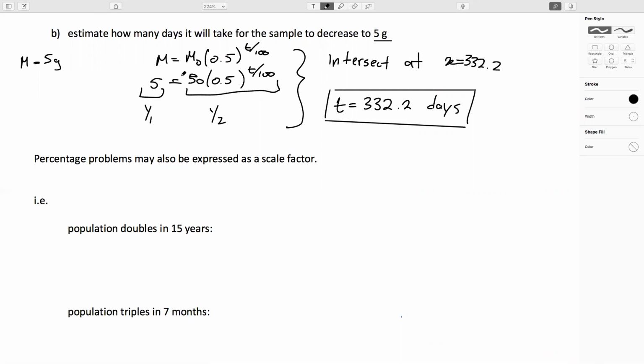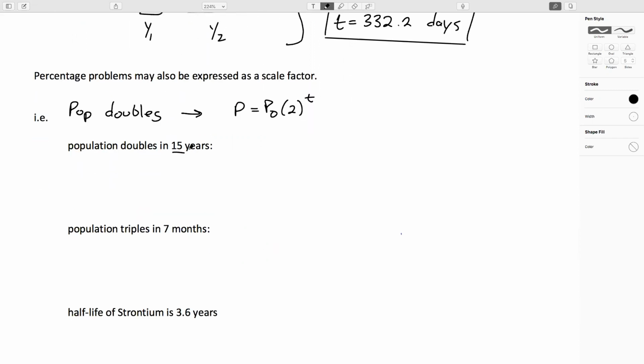It doesn't really matter. So percentage problems may be expressed as a scale factor. So for example, if your population doubles, we could use some formula like P equals P naught times 2 to the power T, if T is the doubling period. So if the population doubles in 15 years, well, P equals P naught times 2, because we're doubling, but since it takes 15 years to double, T over 15 is our exponent. 1 year doesn't quite double it, but 15 years does.